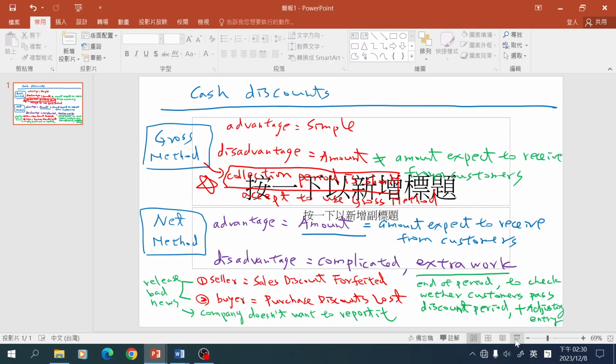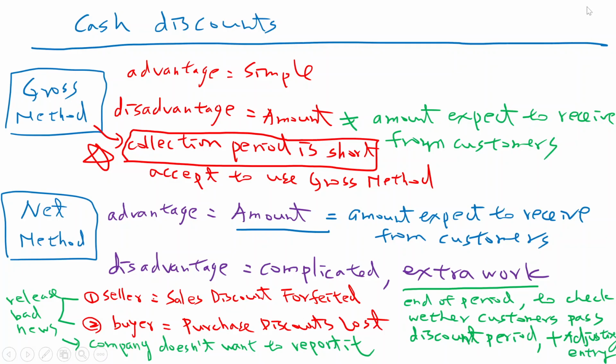So we finish cash discount. When we have a cash discount, you could use gross method or net method. Either way, we accept gross method because the time is too short, so it won't affect our financial statements too much. That's why we accept you use gross method.